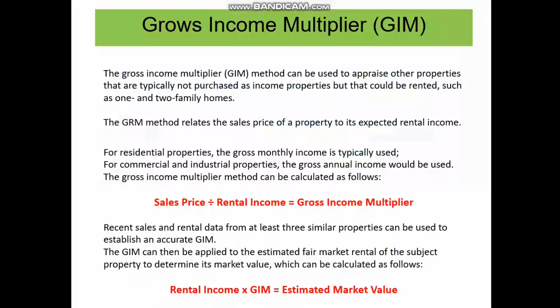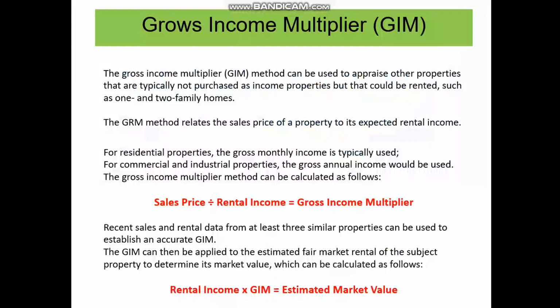Okay? And the second one is the gross income multiplier, which is GIM. This method can be used to appraise other properties that are typically not purchased as income properties, but that could be rented, such as one or two family homes or apartments. Okay, so the GRM method relates the sale price of a property to its expected rental income. For residential properties, the gross monthly income is typically used, whereas for commercial and industrial properties, the gross annual income will be used. So the gross income multiplier, or GIM, can be calculated as follows. The sale price divided by rental income.